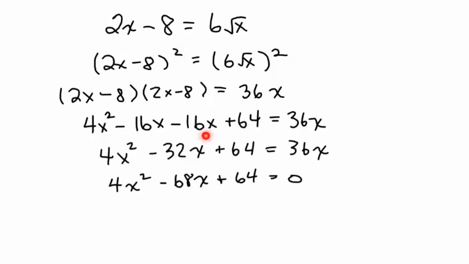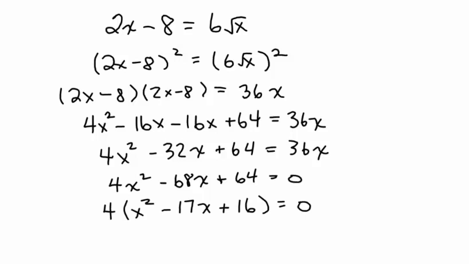So I've done a couple steps here. I've collected the two negative 16x's and made them a negative 32, and then I subtracted 36x from both sides, and that's going to give us 4x squared minus 68x plus 64. Now I notice here that all of my numerical terms have a common factor of 4, so I'm going to pull that out first. And that's going to make this quadratic much easier to factor.